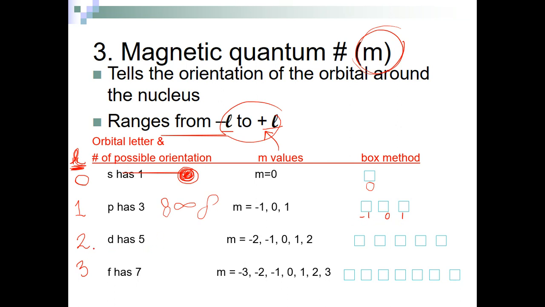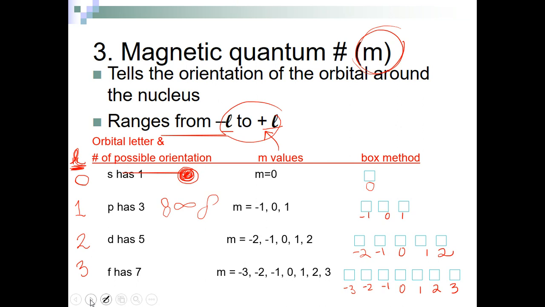The d orbital has an L equal to 2. So negative 2, negative 1, 0, 1, and 2. And then finally, the F has an L equal to 3. So we're going to number our boxes negative 3, negative 2, negative 1, 0, 1, 2, and 3. So these are the way that we number our boxes for the m quantum number.